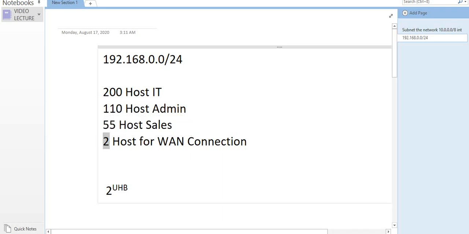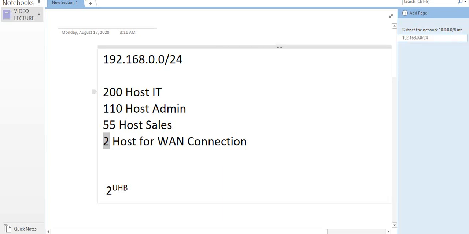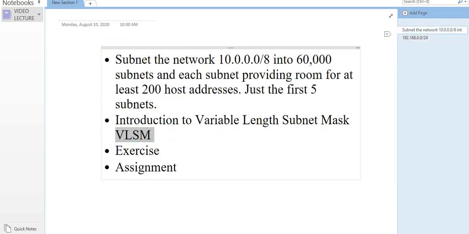So that is what we have, and this is what I mean by variably. You can see we're going to subnet variably: 200, 110, 55. These are different numbers that are not equal at all. So that is what VLSM does. VLSM also helps you manage the addresses that you have. It further manages your addresses and simplifies the use of that IP address.